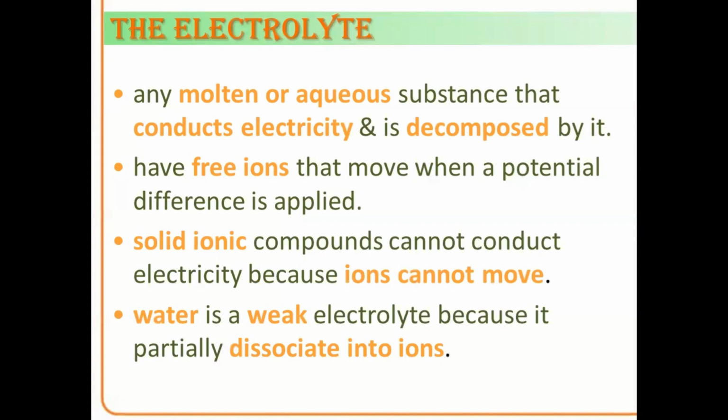When we look at water, water is considered a weak electrolyte because it partially dissociates into ions. This means that whenever you have water, there are free ions present, and these ions can conduct electricity. Therefore, water can be considered an electrolyte. Remember, water is a covalent compound, but because it ionizes, it is an electrolyte.